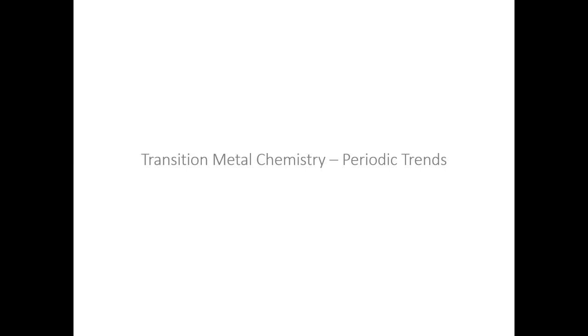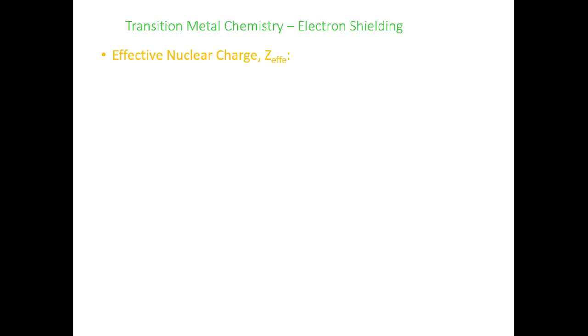In today's lecture, we will be covering transition metal chemistry, periodic trends. Jumping right in, when looking at effective nuclear charge, if you remember from main group chemistry, the p orbitals were poor at shielding nuclear charge.